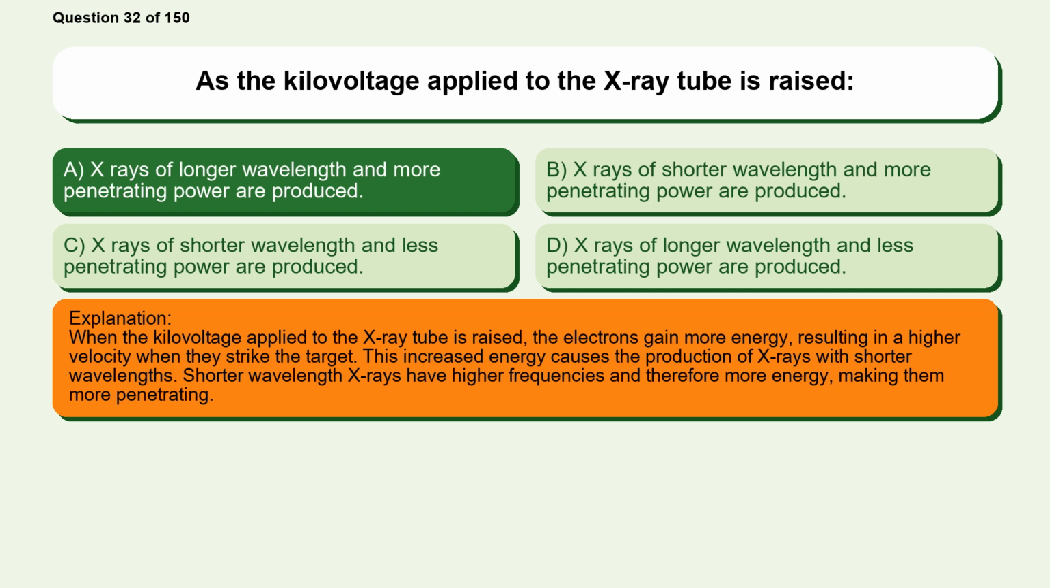When the kilovoltage applied to the X-ray tube is raised, the electrons gain more energy, resulting in a higher velocity when they strike the target. This increased energy causes the production of X-rays with shorter wavelengths. Shorter wavelength X-rays have higher frequencies and therefore more energy, making them more penetrating.